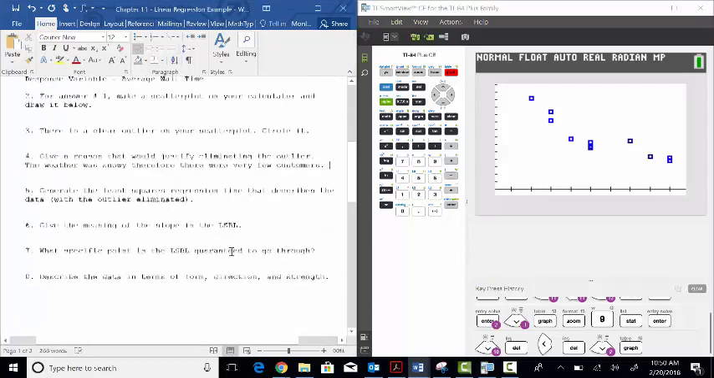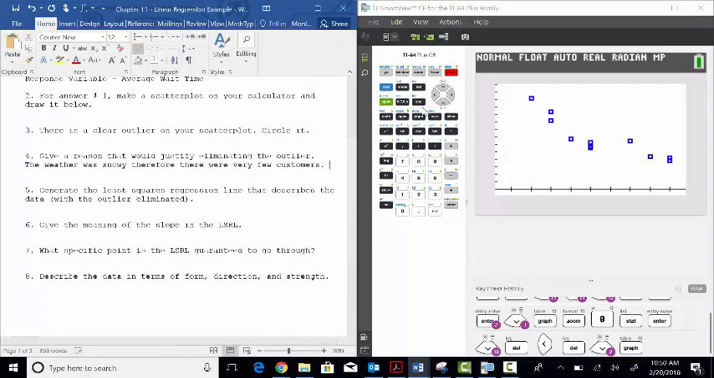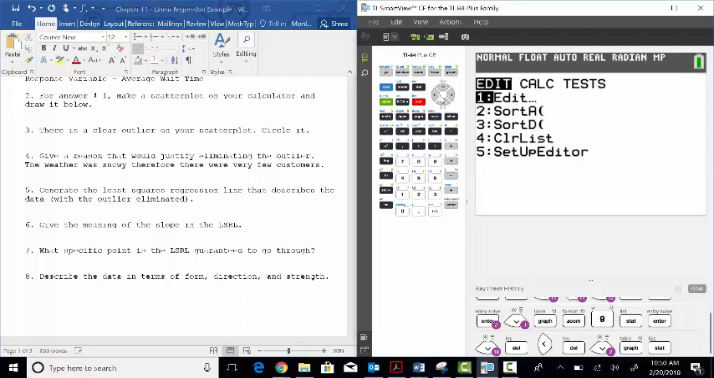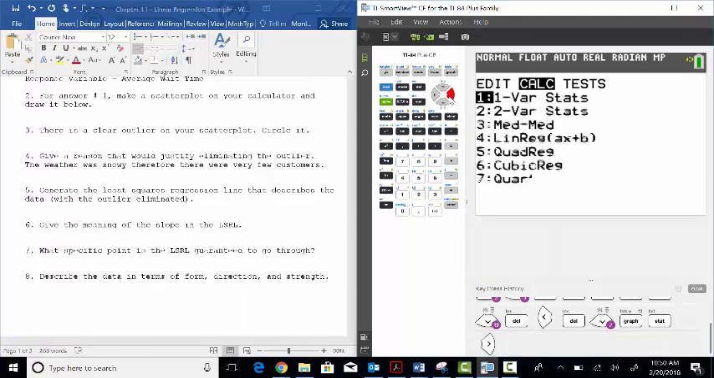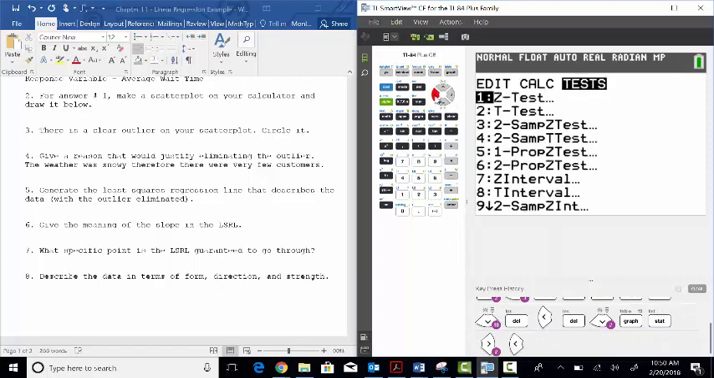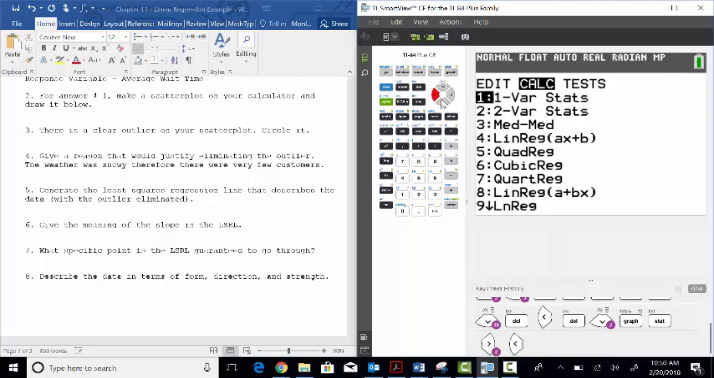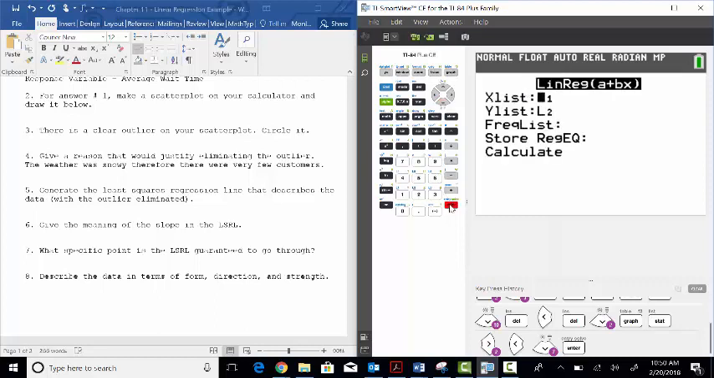All right. So to get your least squares regression line, the actual equation, what you're going to do is hit stat. You're going to go over to calc. Oh, I went too far. And we're going to go to LinReg, which is number 8. We want a plus bx. All right, so I'm going to go down to LinReg. I'm going to press enter.